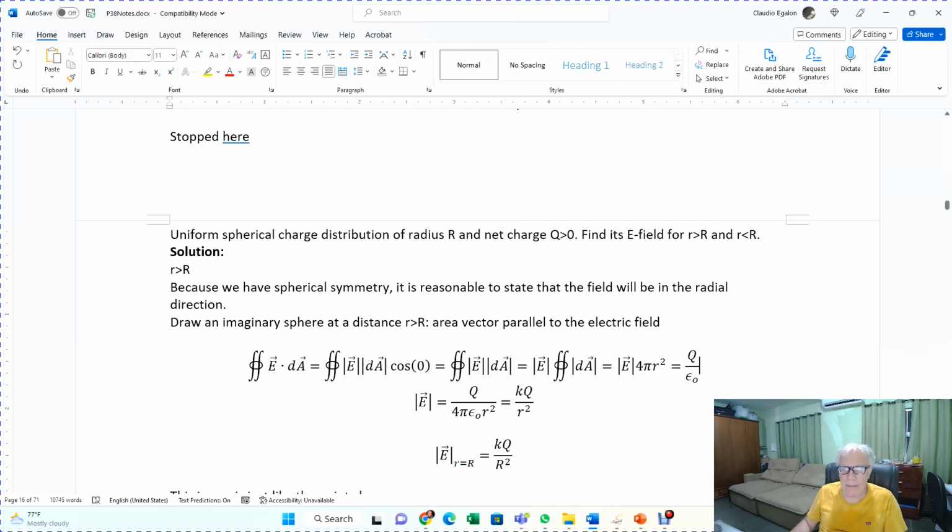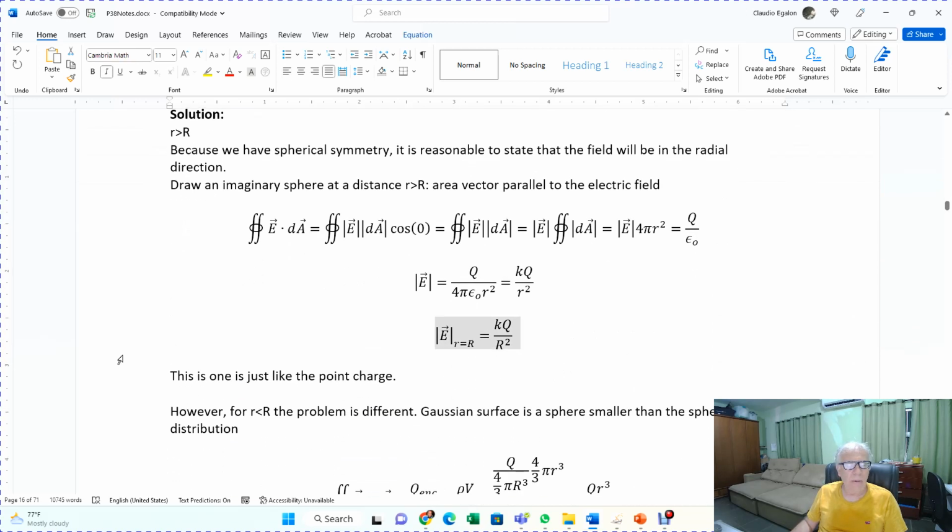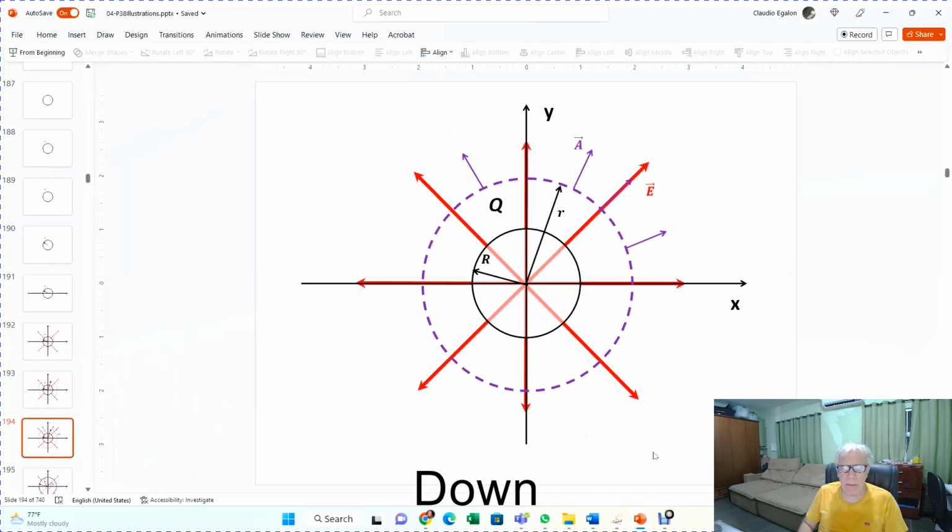We're gonna need that later on. Just hang onto this value here. What is difficult to do and is unique about this problem compared to the other one that we did is for the case where lowercase r is less than big R. Okay? So here you go.